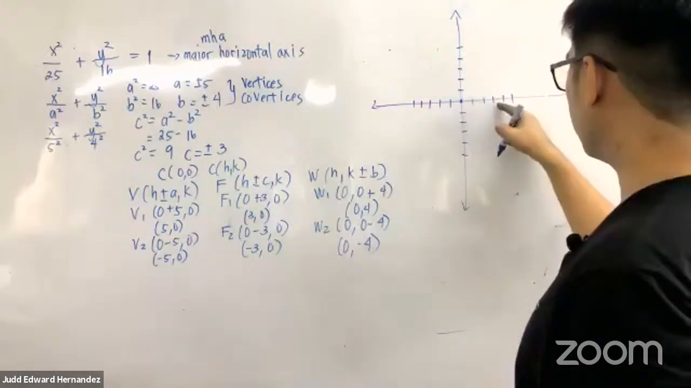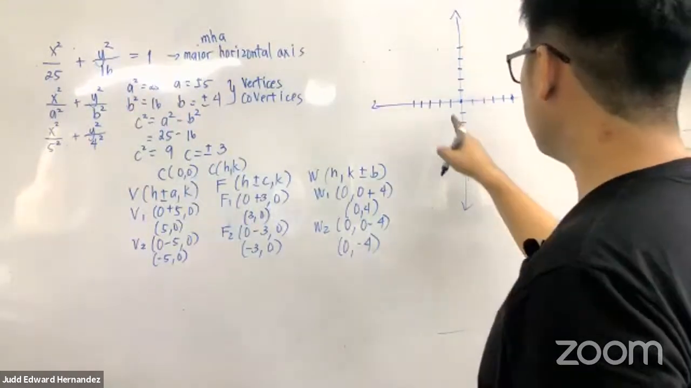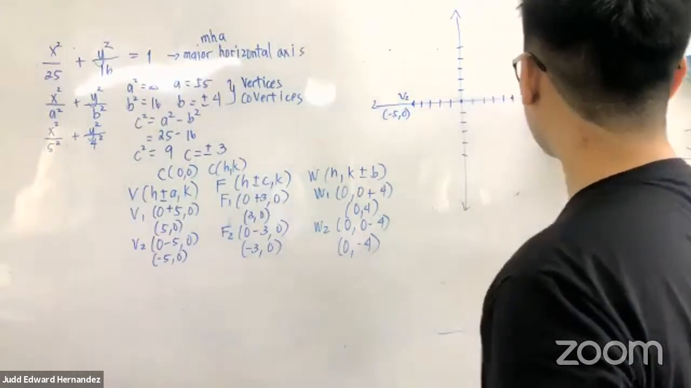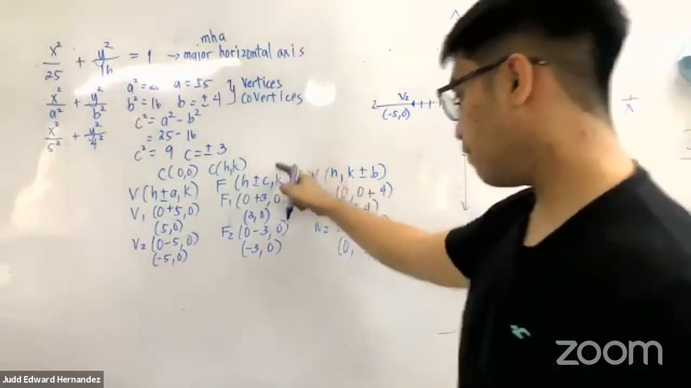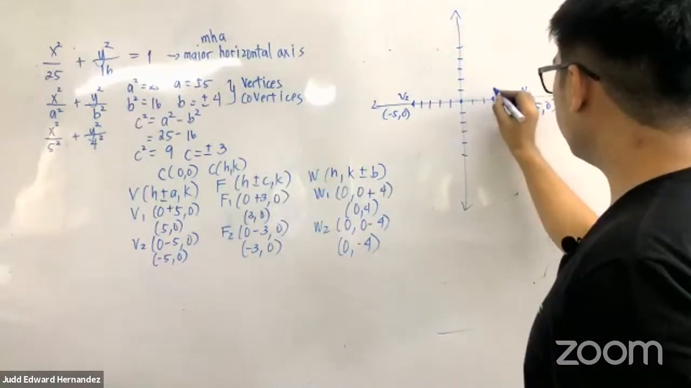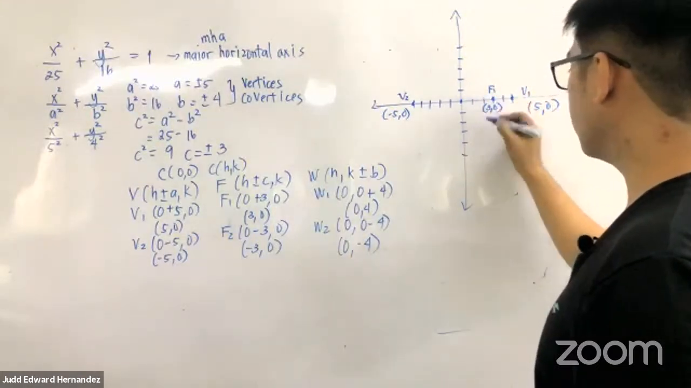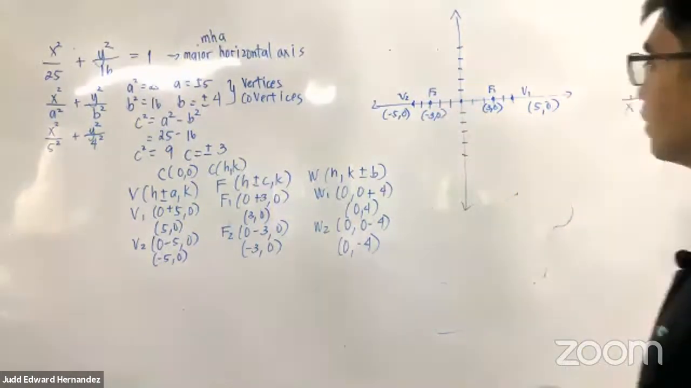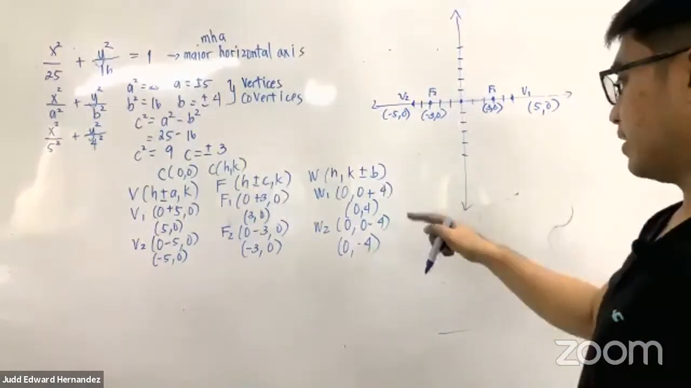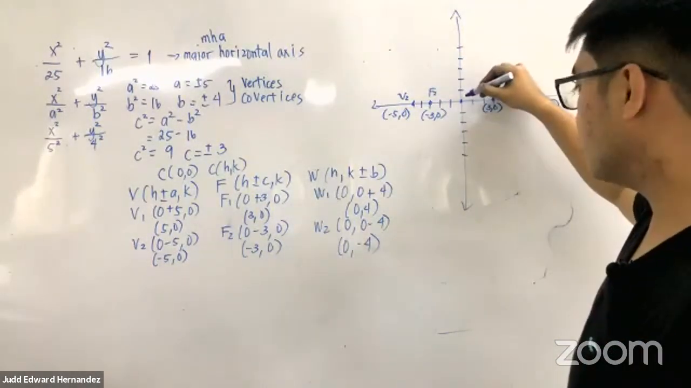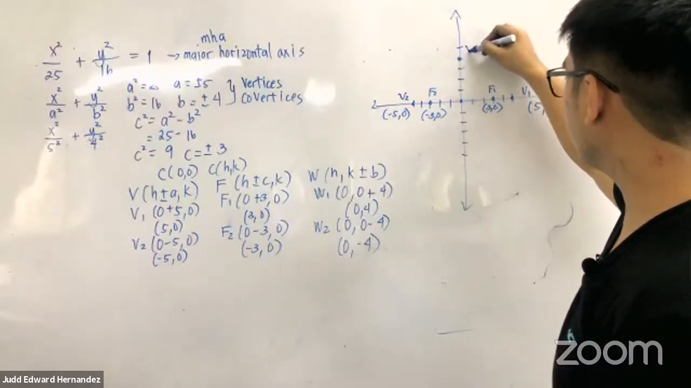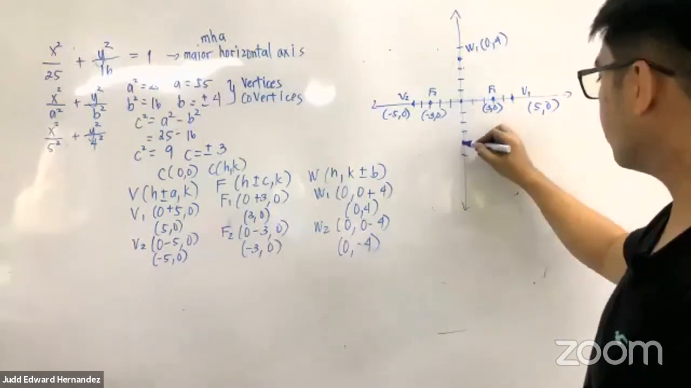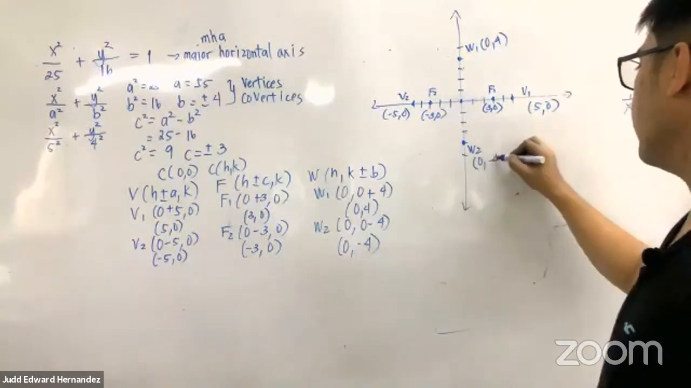V1 is 5, 0, 1, 2, 3, 4, 5. This is our V1. V2 is 1, 2, 3, 4, 5. That is negative 5, 0. Our F1 is 3, 0. That is F1. Our F2 is negative 3 and 0. Therefore, this is our F2. Our W, or the co-vertices, would be located at 0, 4, 1, 2, 3, 4. So this is our W1. It is located at 0, 4. W2, 1, 2, 3, 4. Therefore, this is W2, located at 0, negative 4.